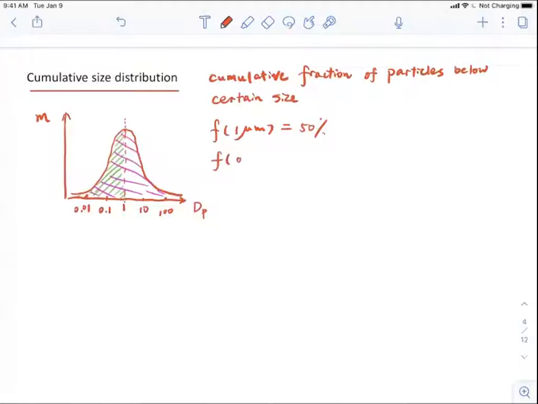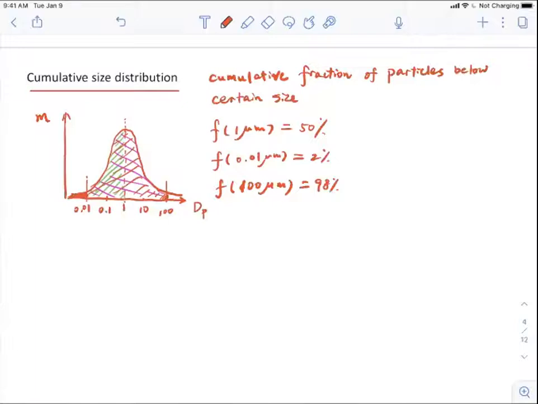For example, we're trying to calculate 0.01, right? So you see that it's going to be something here. We'll use this area to divide by the total concentration. And for example, let's assume that this value is 2%, okay? It's going to be very small. If we look at the cumulative fraction at 100 micron, so we're looking at this point, then the cumulative mass fraction is going to be everything below this size. For example, let's assume that it's 98%.